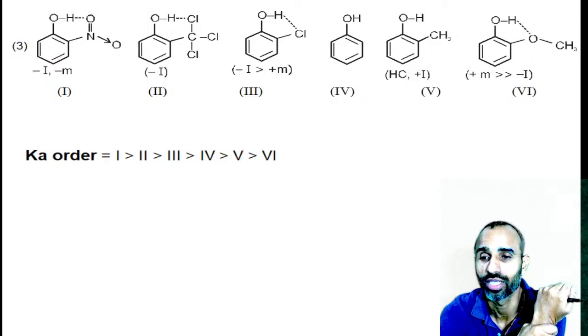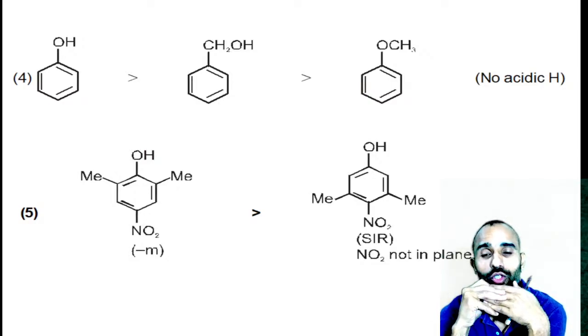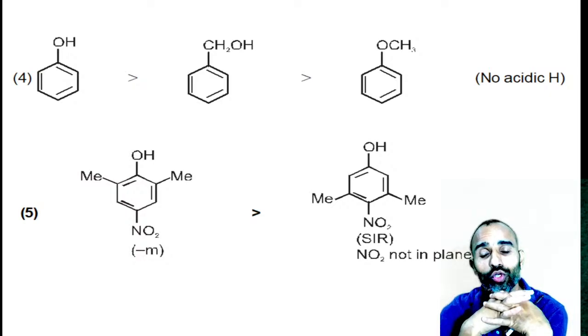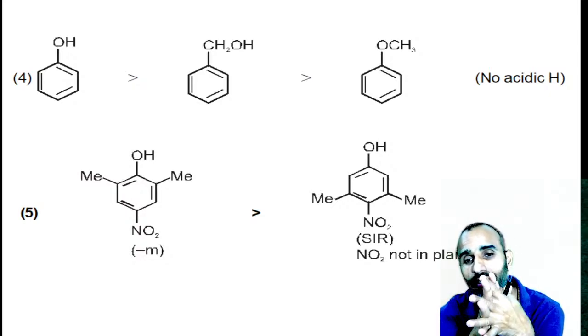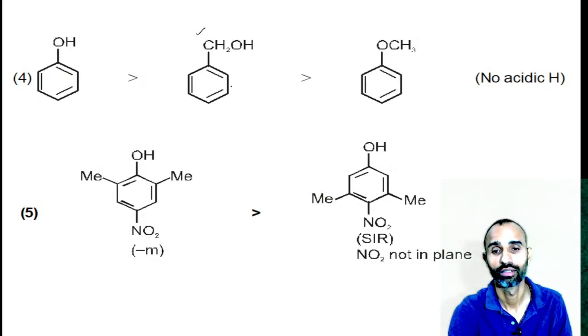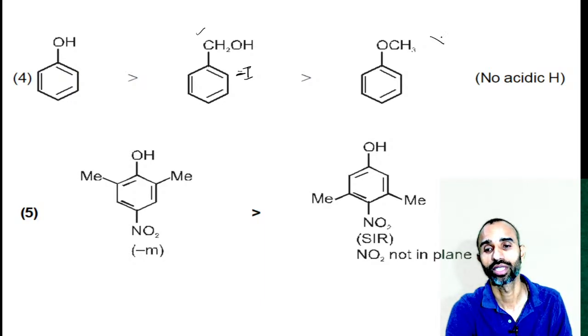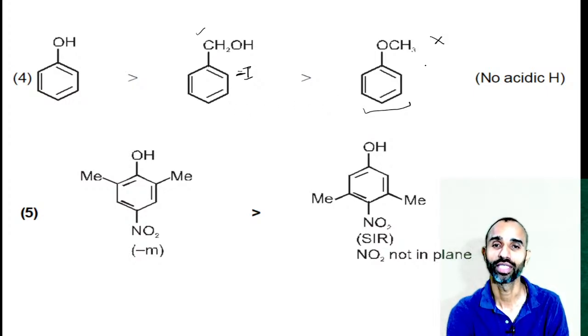CH3 and OCH3 both are electron releasing groups. Yes, OCH3, CH2OH and OCH3. So obviously phenol is more acidic than this one, which is actually an alcohol, and the phenyl group has minus I effect here. In this case there is no acidic hydrogen, so ether is least acidic. Phenol, alcohol and ether.